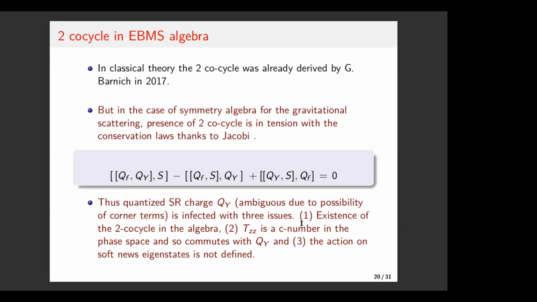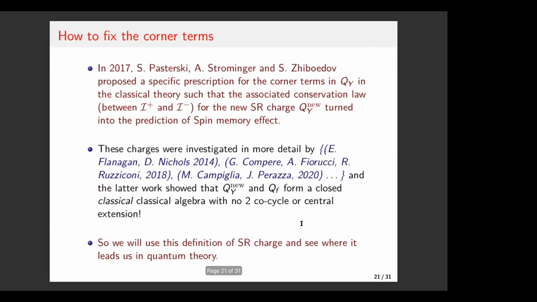So we really have, the superrotation charge is kind of infected with three problems. One, which is the most serious problem, is the existence of this two-cocycle, which seems in contradiction with basic Jacobi relations. Then the fact that we don't know how it acts on the Goldstone tensor, and we don't know how it acts on the space of vacua that HLMS had obtained from that quantization.